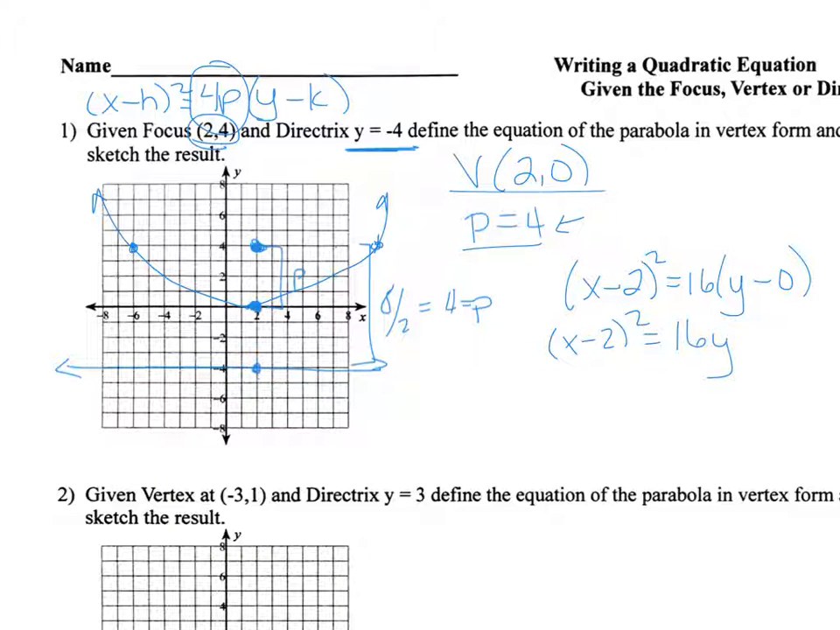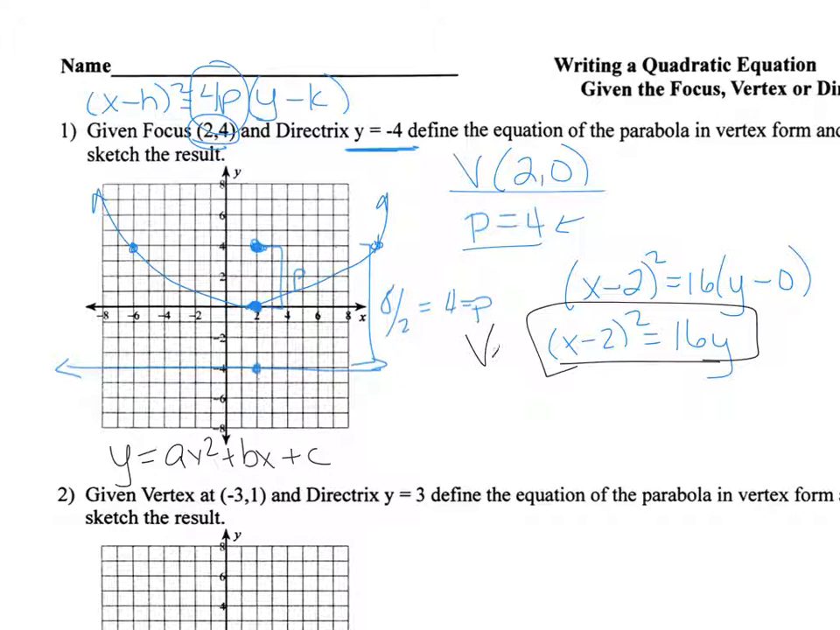Now, if we did want to put it in standard form, which we are going to be doing in class, let's just do that also. Remember, our standard form is y equals ax squared plus bx plus c. So all we have to do is solve for y. This is vertex form, and we want to make it into standard form. So we square this, and you're all good at doing that: x squared minus 4x plus 4 equals 16y.